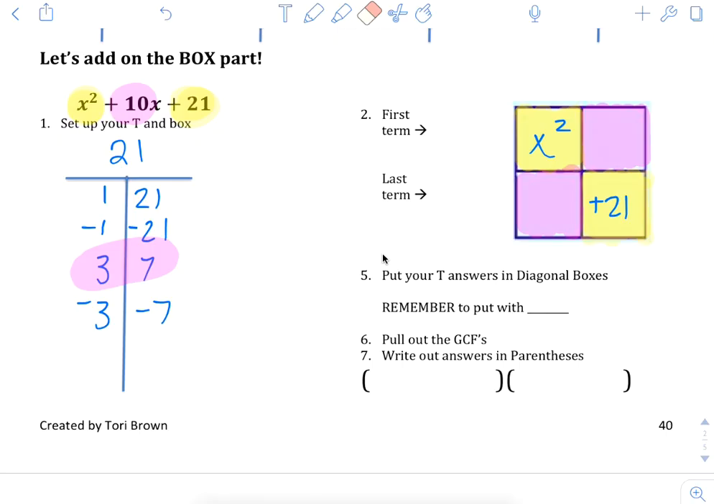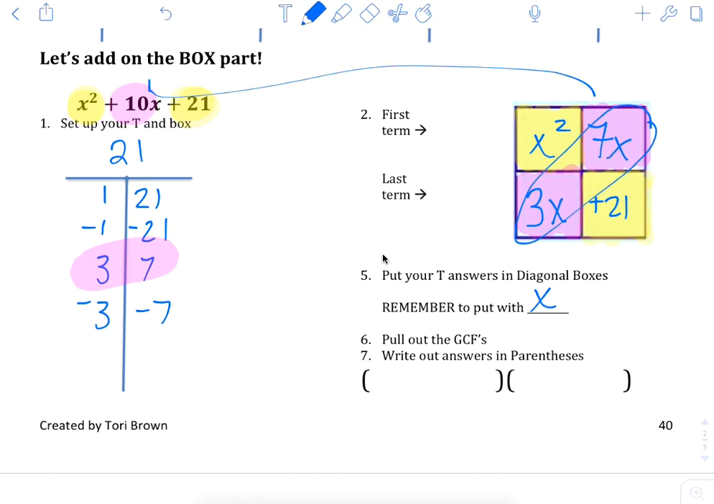It's combining like terms. So instead, what I'm going to do is put my T answers in the diagonal. So I'm going to have a 3 and a 7, but I've got to make sure that I put them with an x because you have to have 3x plus 7x to combine and make that 10x. Are you with me? Okay. Once you have that piece of information, now you're ready to make your answers, okay?